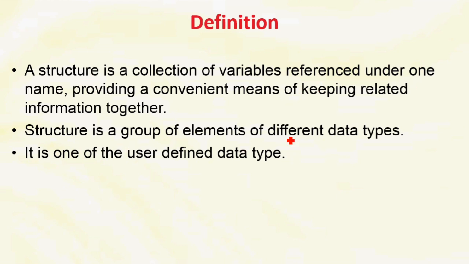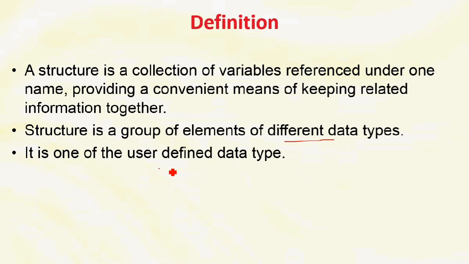So structure is a group of elements of different data types. Here it is important. Again take student. If you consider student name, it's a group of characters, so we have to use character array. If it is a roll number, maybe an integer or again a string. If it is marks, it is an integer type. If it is average, that's a floating point type. So different data types we are grouping. So structure is a group of elements of different data types, or to combine different types of elements, structure can be used.